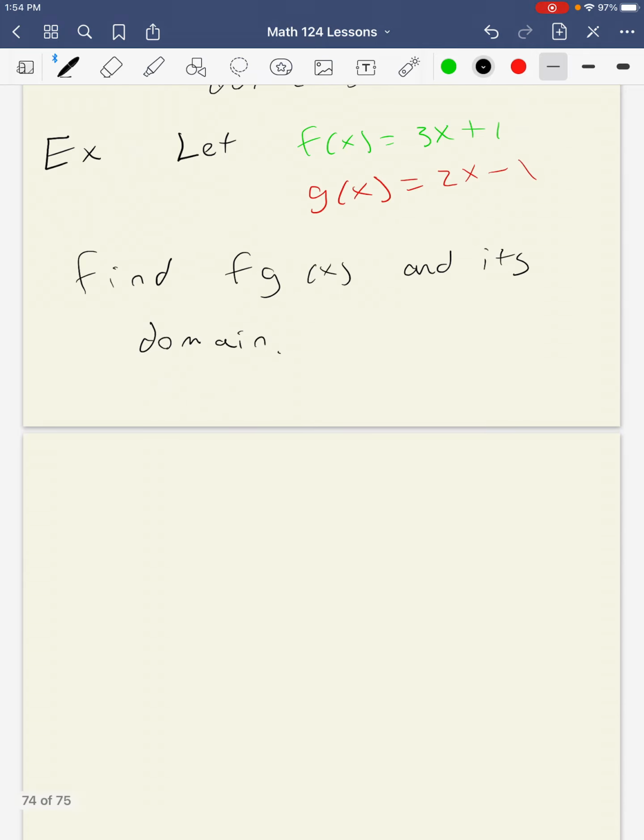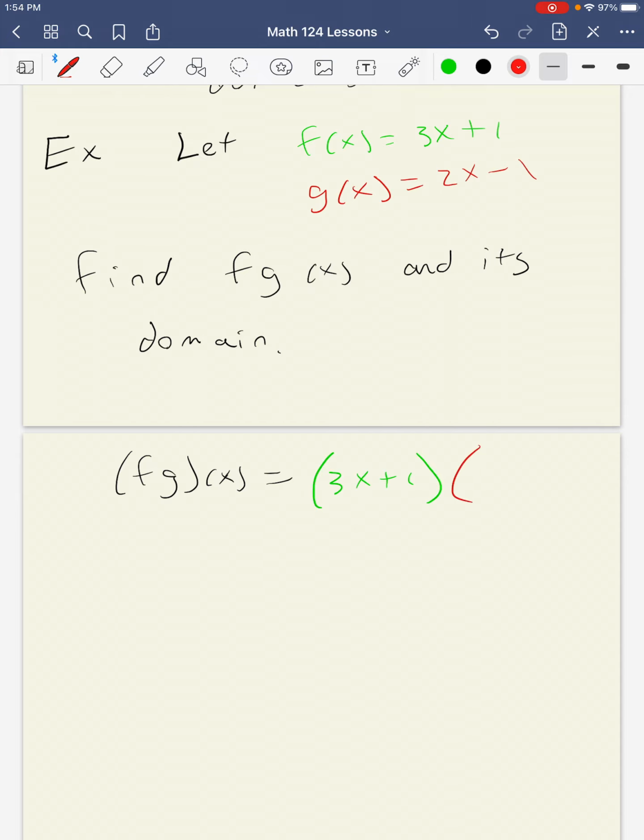Okay, so f times g, first we take f, and then we multiply it by g. So now we just multiply this out. Hopefully we know how to multiply something like this. What we do is FOIL it out.